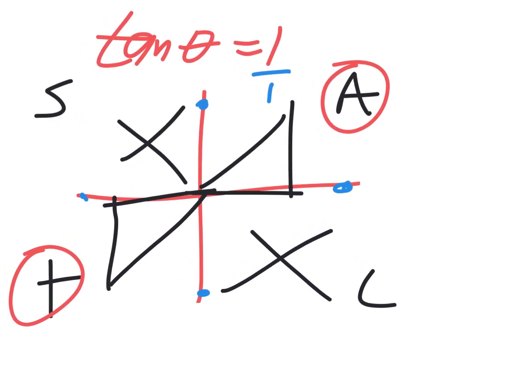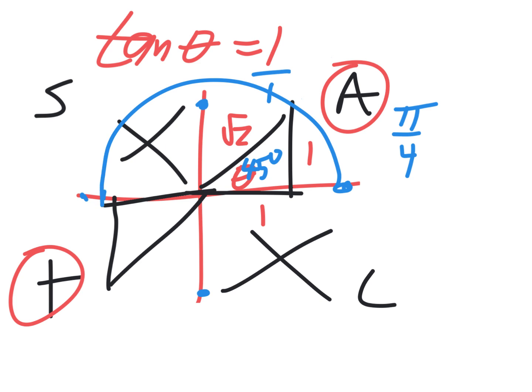Like, I got a 1 and a 1. Where do I put them? Opposite and adjacent. This must be root 2. What does that tell you? It's a 45. And then that tells you to use pi over 4. And then there's another answer. It's 4 pi over 4 is to there, plus one more, 5 pi over 4.